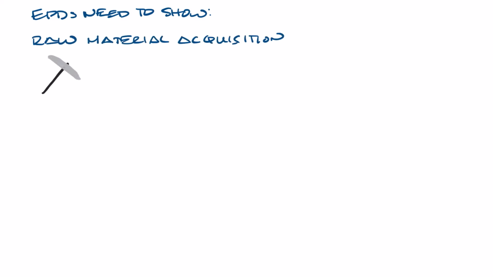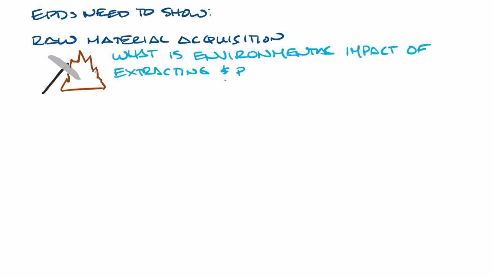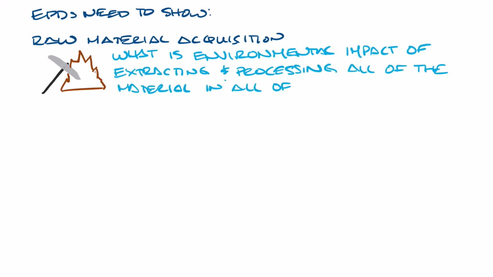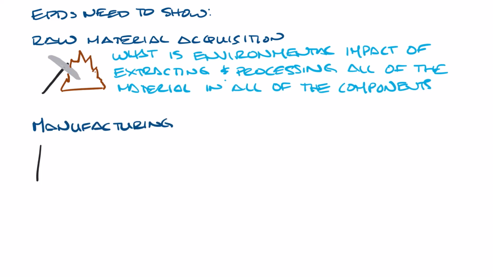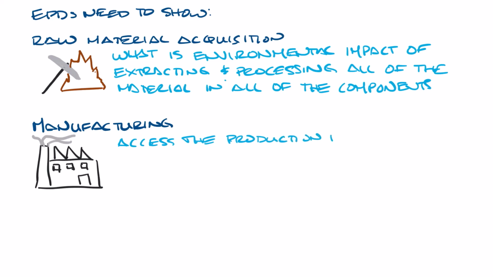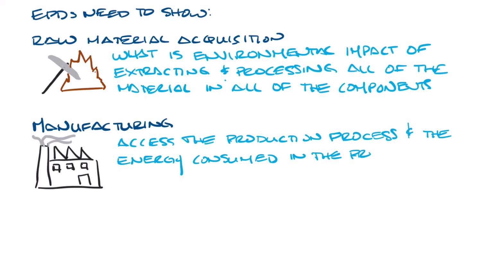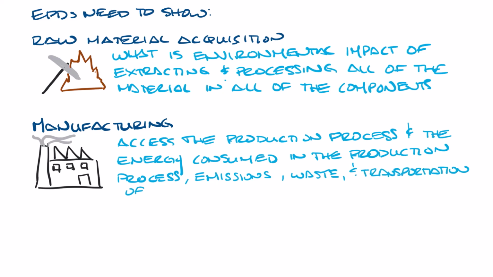Let's slide this over to make some room. EPDs need to show raw material acquisition. They need to show the environmental impact of extracting and processing all the materials in all of the components. Next, we have manufacturing. They have to assess the production processes. This includes the energy consumed in the factory of the product and its components, the emissions generated, and any waste produced. They also have to consider the transportation of components to the manufacturing site.